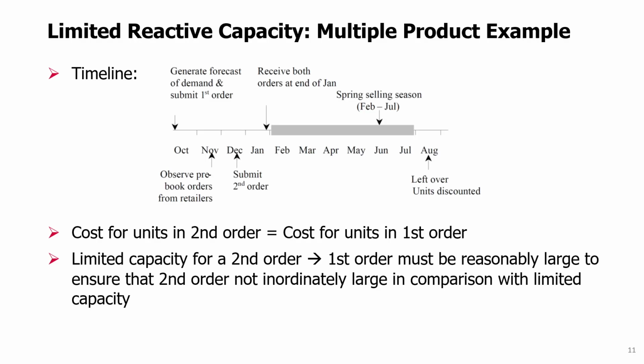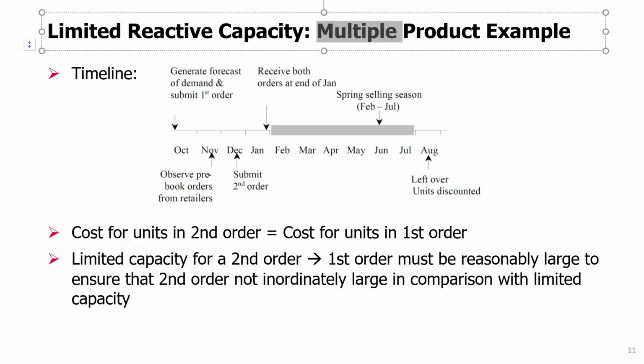Quick response with limited capacity. In this part, we will consider a case of multiple products. And again, we will have two order opportunities. So long before the season, we will have a first order opportunity where we can order some of the products or some quantities.